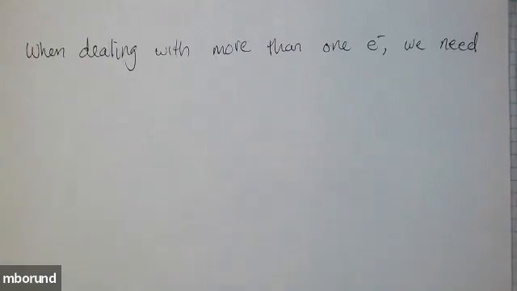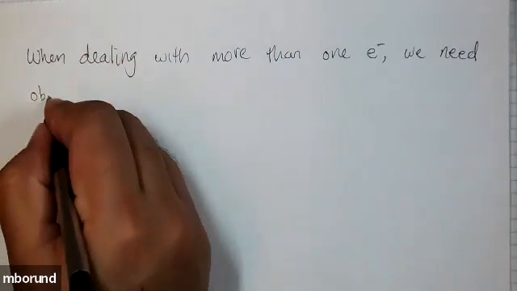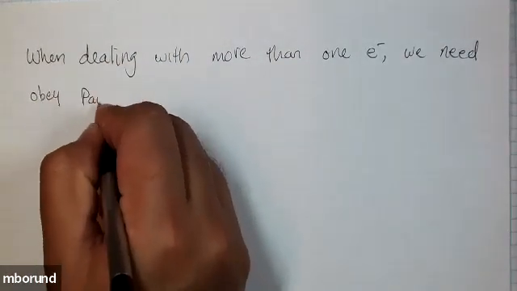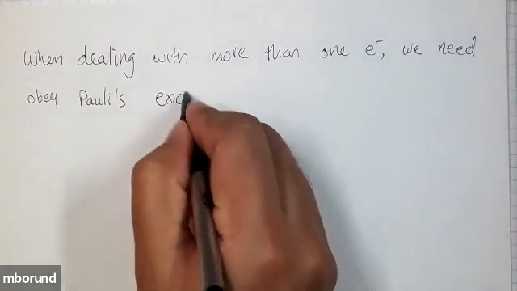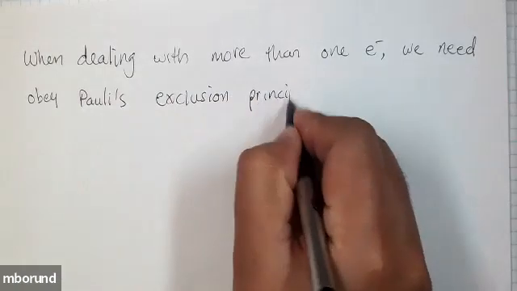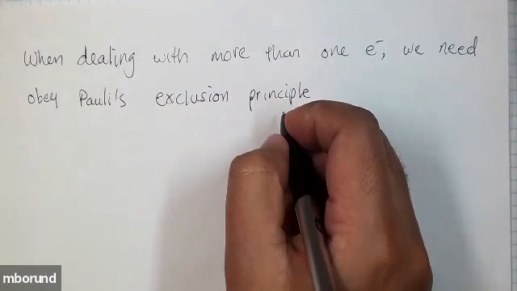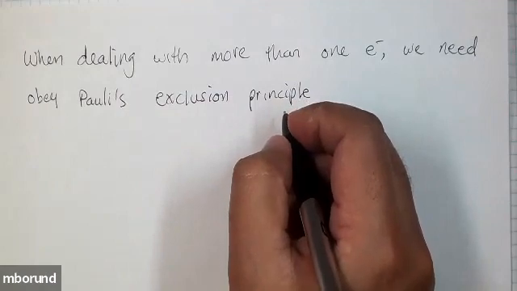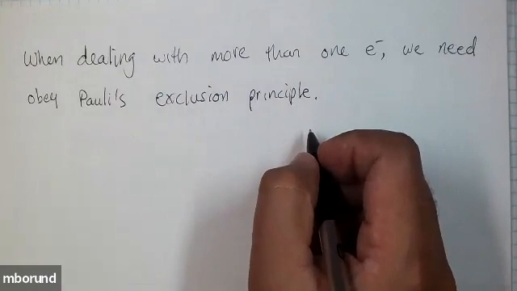So if you're dealing with more than 1 electron, we need to obey Pauli's exclusion principle. Everybody knows what the exclusion principle says? Yes? All right. So you have to obey Pauli's exclusion principle.